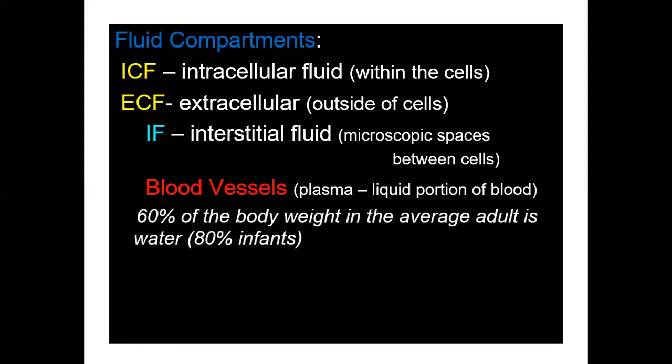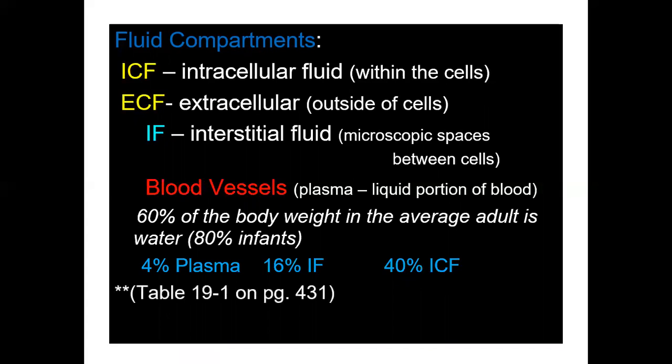Okay, 60% of the body weight in the average adult is water. You see more in infants. The breakdown of those fluid compartments would be 4% and 16%, that's plasma and the IF. You add those together, that's 20% ECF. 4% plasma, which is in the blood vessels, and then 16% is the IF. Then the other 40% would be the ICF, the intracellular fluid within the cells. So that's the breakdown. There's a table on page 431 that breaks that down better visually so you can see it.